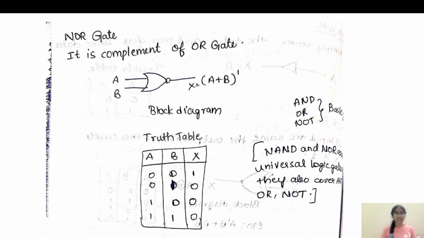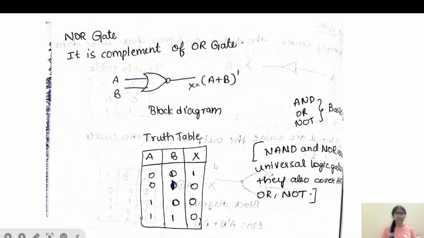Next, we're going to discuss about NOR gate. NOR gate is complement of OR gate. OR gate is going to perform the operation of addition, and NOR gate is going to do the complement of it. This is how you represent NOR gate. It's just adding a circle at the end of OR gate.